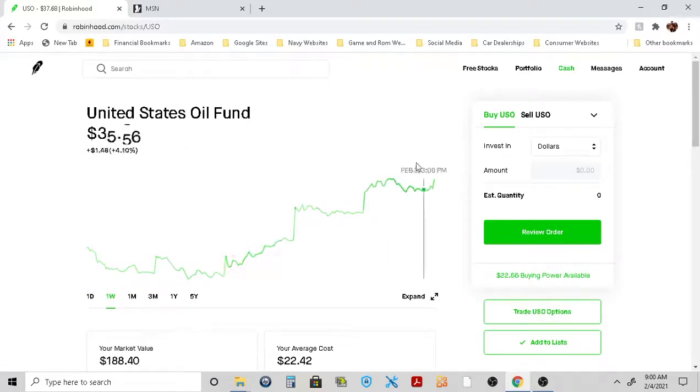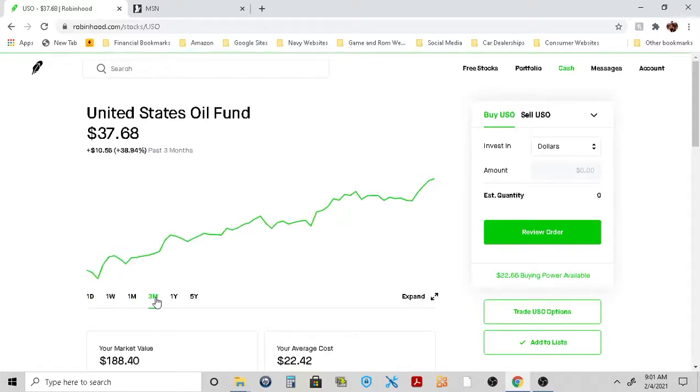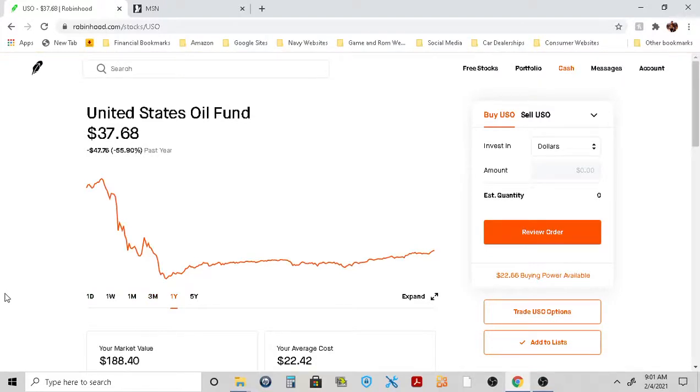So what I'm going to talk about real quick is what's going on with USO right now. So we're on a weekly chart because the daily chart just went blank because it hasn't started yet. Weekly chart, we're up $1.74 or a positive 4.84%. On the monthly chart, it shows us being up $4.45, positive 13.39%. 3-month chart, we're up $10.56, positive 38.94%. On the 1-year chart, you see that this thing is still down overall for the year, which is negative $47.76 or negative 55.90% for the entire year.